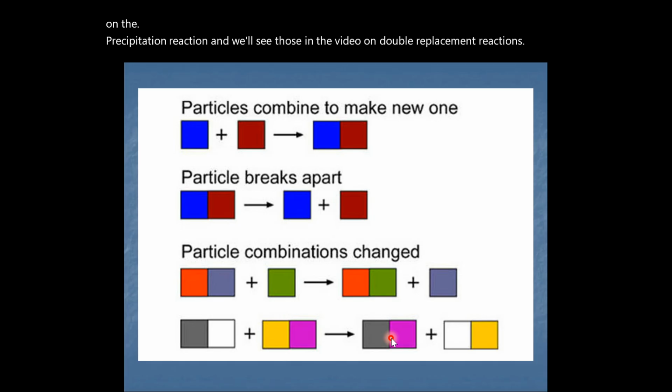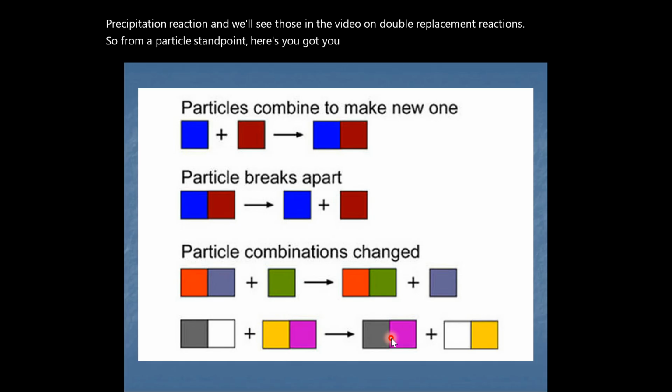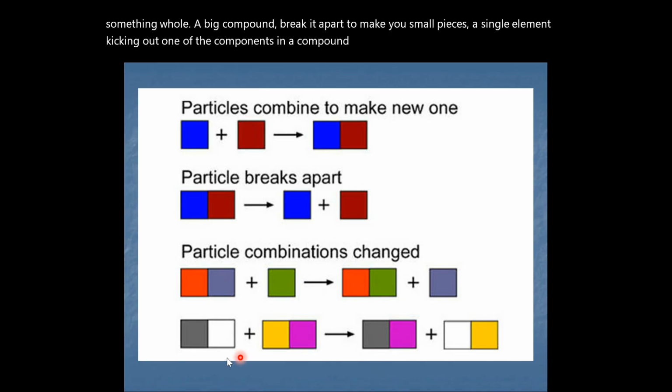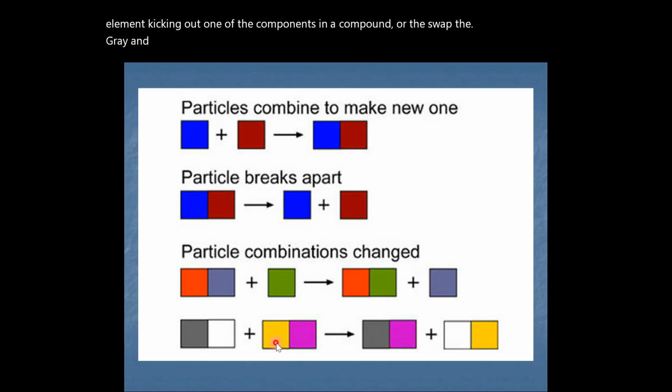So from a particle standpoint, here's what you got. You have two elements coming together to make something whole, a big compound breaking apart to make two small pieces, a single element kicking out one of the components in a compound, or the swap, the gray and the yellow switching places. So now the yellow is with the white and the gray is with the purple.